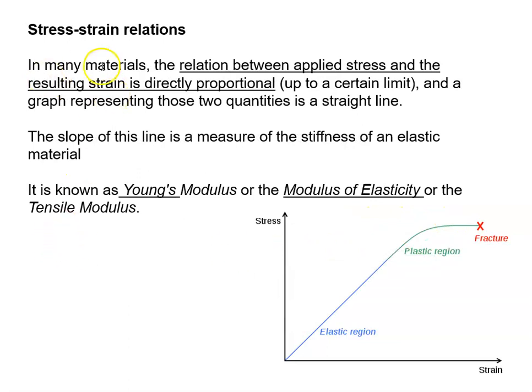In many materials, the relationship between the stress and the resulting strain is directly proportional up to a limit. And the graph representing these two quantities is a straight line. So that's right here. That's the elastic region. A perfectly straight line means that the relationship between the stress and the strain is proportional.